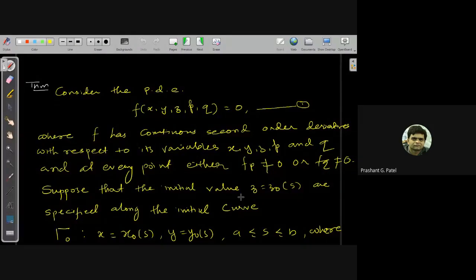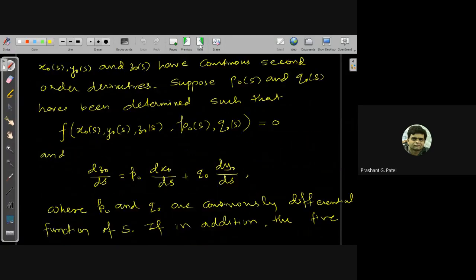Suppose an initial curve is given to us. That initial curve we have denoted as gamma 0, which is x equal to x0 and y equal to y0, and z equal to z0, where these x0, y0, z0 have continuous second order derivatives. Then what we are finding is the initial strip. Suppose that this p0 and q0 are determined by these two equations that we used to find the initial strip. And then we are saying that using that initial strip, we'll have a solution.